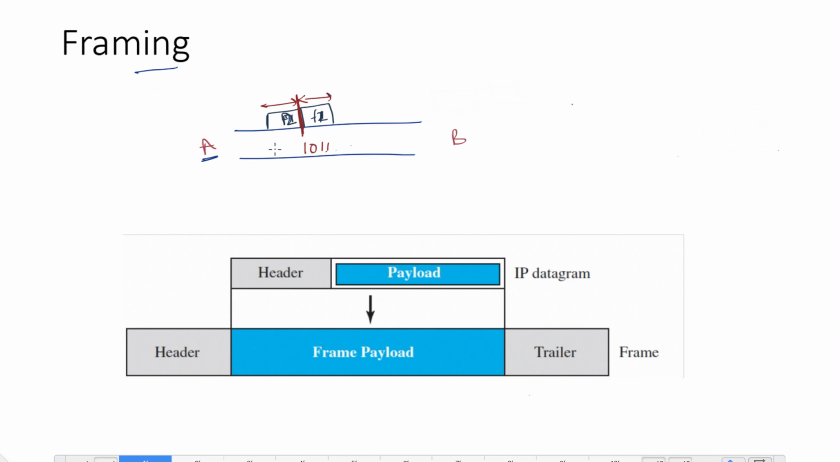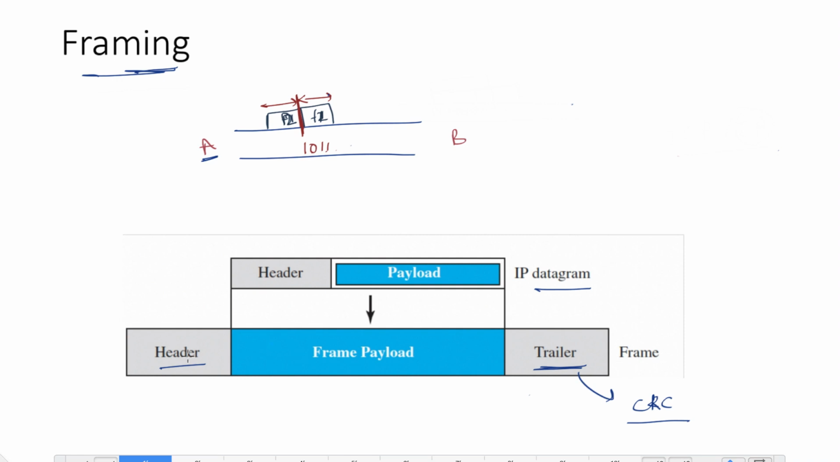Because if we are sending a stream of bits, then it is hard for B to identify the frames if A does not do framing. So that's where framing comes into the picture. This is our IP datagram that we get from the network layer, and then we append to this IP datagram the data link layer header, and there is also something called a trailer. Here we generally have a CRC check, which means that if there is any error, the receiver can easily identify using the CRC whether there is any error in the data or not. So the trailer is nothing but a CRC in most cases.